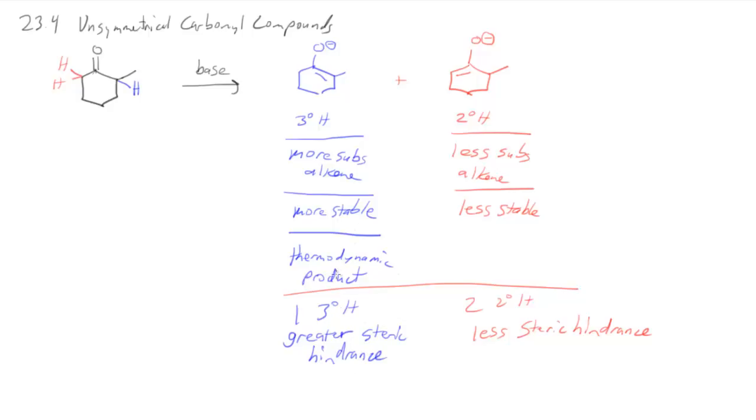So if I look at these two and figure out which one is easier to get the proton off, there's two equivalent protons here versus one, and there's less steric problems here versus the tertiary side, so this will be the kinetic product. It's faster to form and easier. So the more substituted alkene, more stable, will lead to the thermodynamic product, whereas more equivalent hydrogens and less steric hindrance will lead to the kinetic product.